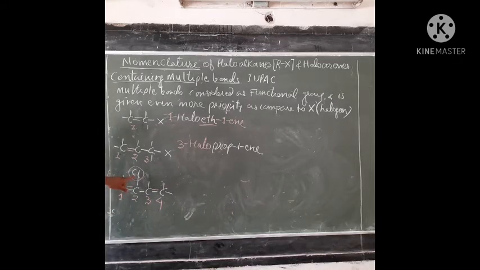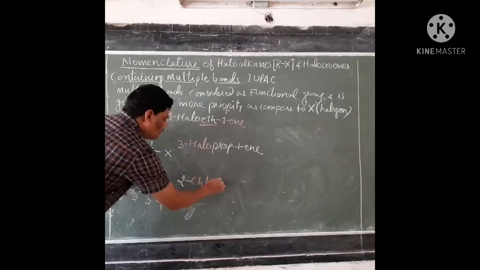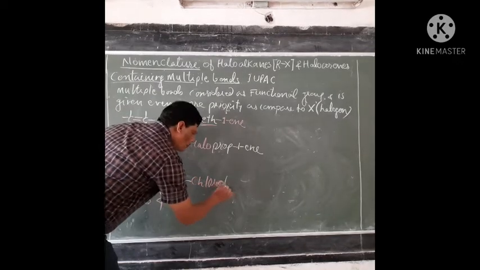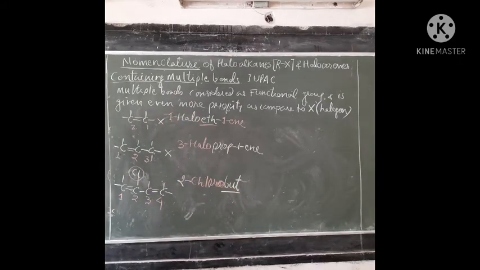So what will be the name? First write the substituent position, attached at the second number carbon atom, so 2, and the functional group is fluoro. So that becomes 2-fluoro. And how many carbon atoms? 1, 2, 3, 4. So it will become but.